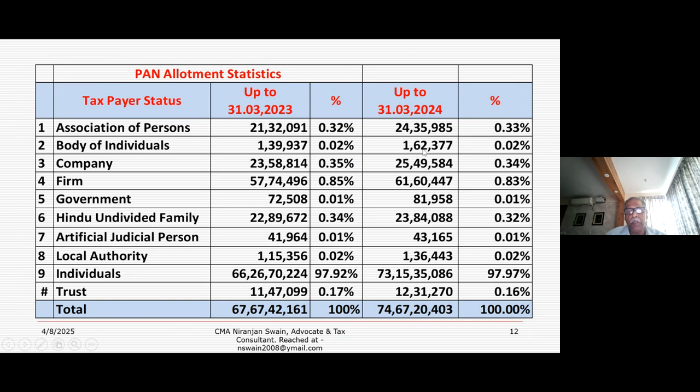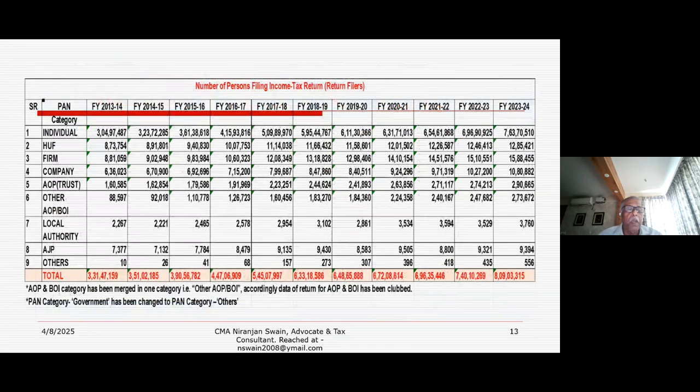Body of individuals 1.62, association of persons 24.35, trusts, which is particularly important, 12.31. So these are the cases, but individuals come to 23.15, 97.97% of the PAN holders are individuals and HUF. And these are the returns that have been filed. So total 1.09 crores. It was a very high growth.